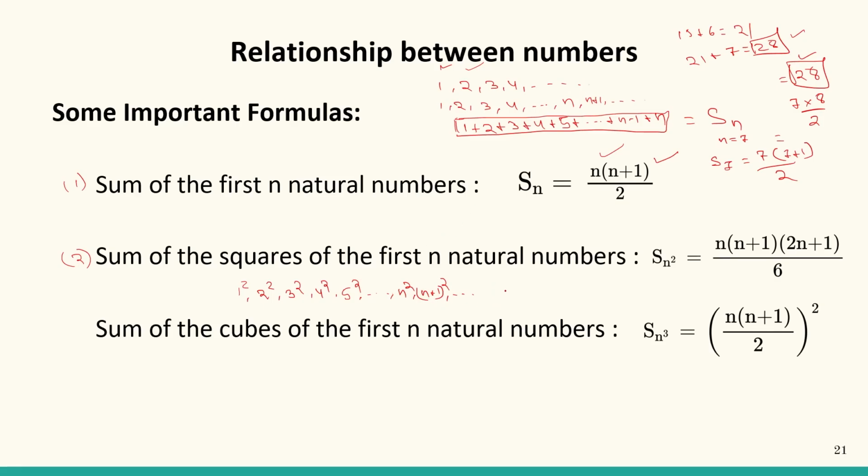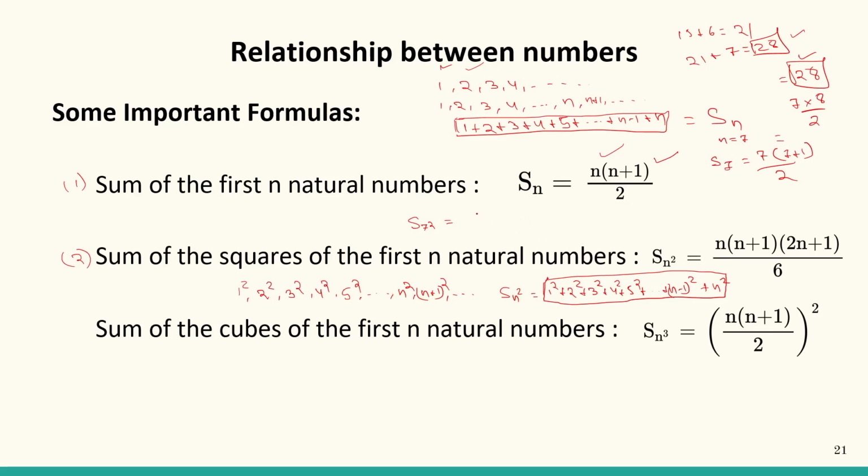Since natural numbers are not finite, this sequence will also not be finite. So S n square will be equal to 1 square plus 2 square plus 3 square plus 4 square plus 5 square plus ... n minus 1 whole square plus n square. This is what we call S n square. So let's say we want to calculate S7 square. What will it be equal to?